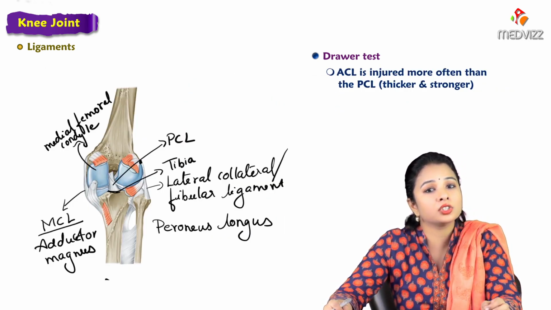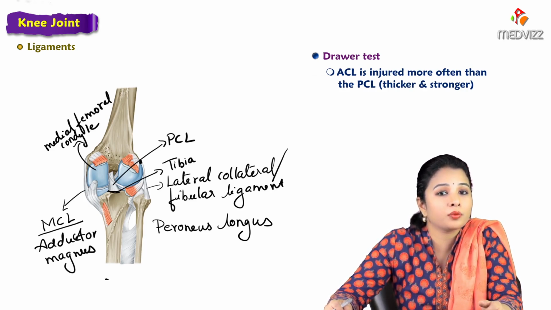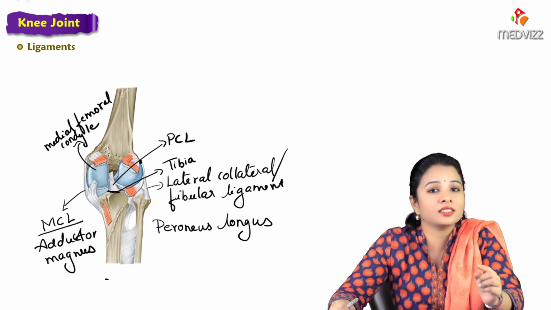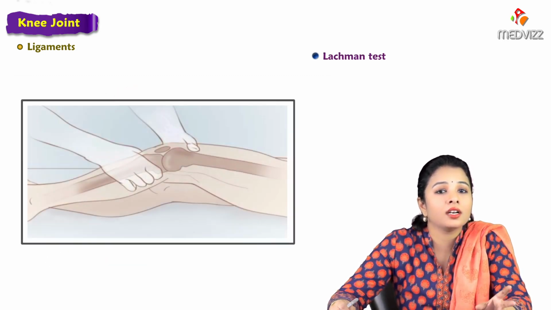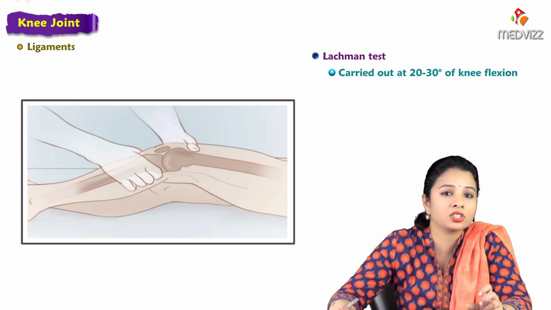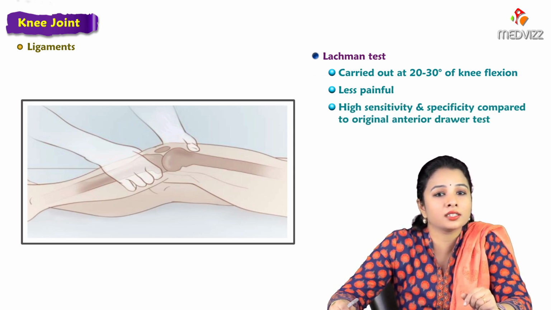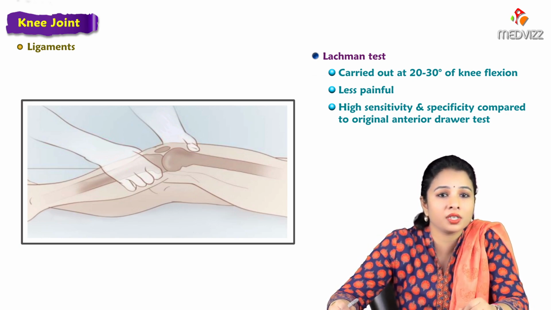Anterior cruciate ligament is injured more often than the posterior cruciate ligament because the posterior one is thicker and stronger and has two separate bands. The next test associated with these ligaments is the Lachman test. Lachman test is carried out at 20 to 30 degrees of knee flexion and is less painful, and it has high sensitivity and specificity as compared with the original anterior Drawers test done at 90 degrees of flexion. So that is about the Lachman's test.